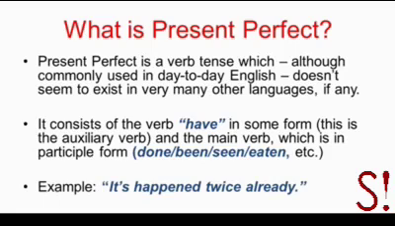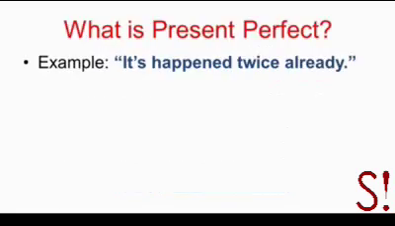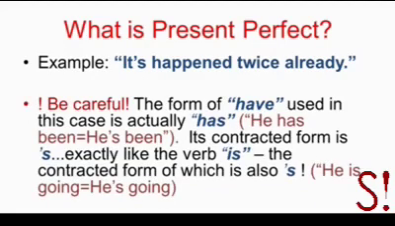Example: it's happened twice already. Example: again, it's happened twice already. Be careful. The form of have used in this case is actually has. He has been equals he's been. Its contracted form is apostrophe s, exactly like the verb is, the contracted form of which is also apostrophe s. He is going equals he's going.